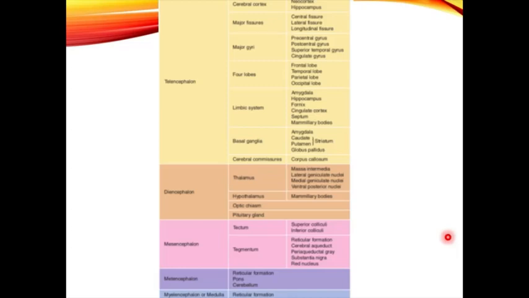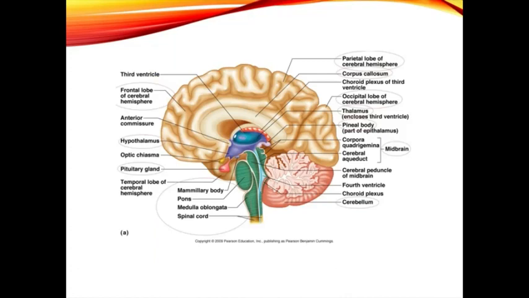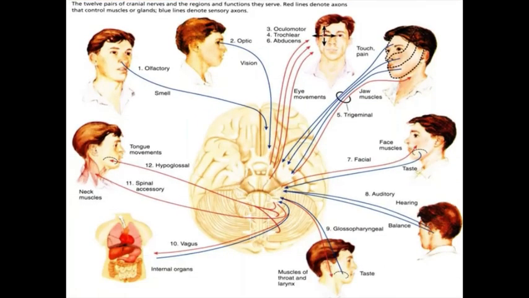Ayan. Pwede nyo naman balikan itong video to. No? Yung mga binanggit natin kanina, andyan na sila lahat. Yung iba dyan, nasa PowerPoint natin, hindi ko na binasa. Okay? So, ayan, yung mas marami pang parts. So, we're near the end of our discussion. So, here are the 12 pairs of cranial nerves and the regions of function they serve. Red lines denote axons that control muscles or glands, blue lines denote sensory axons. So, tuloy-tuloy yan. And I hope na maintindihan natin.